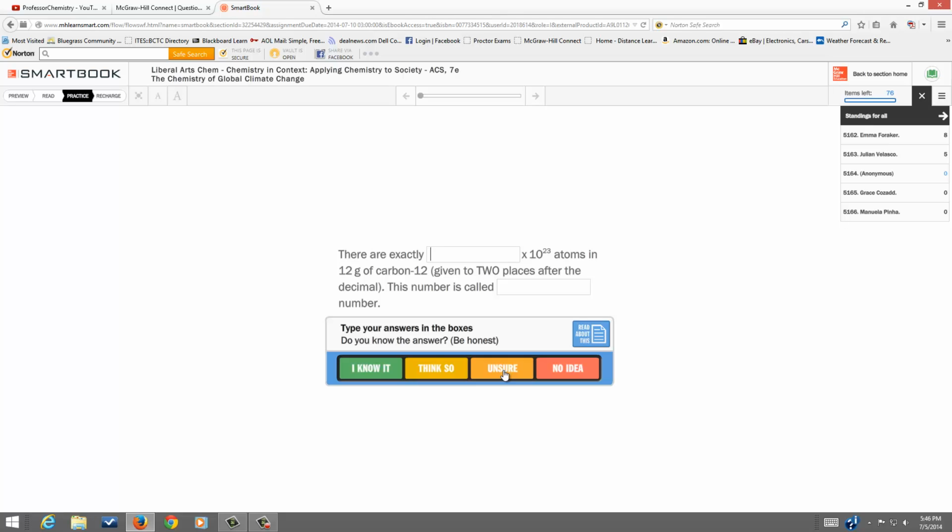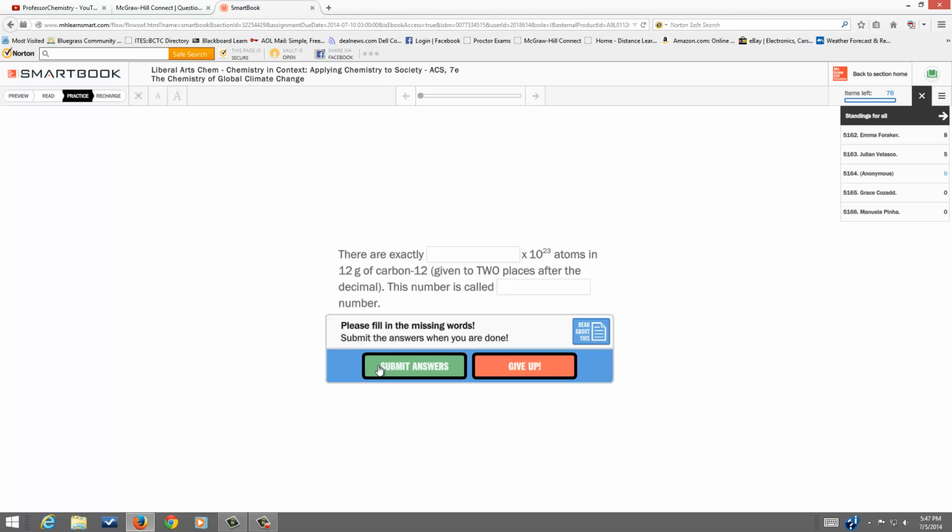All right. So when we get to these two choices here, I know it and think so. Hopefully you can say I know it. But what's great about the LSM is that you say I know it. And then you're going to put your answer in here. Now read it carefully. It says there are exactly blank number of atoms in 12 grams of carbon-12. This is a really important definition. This is what sets the whole periodic table up as far as masses go.